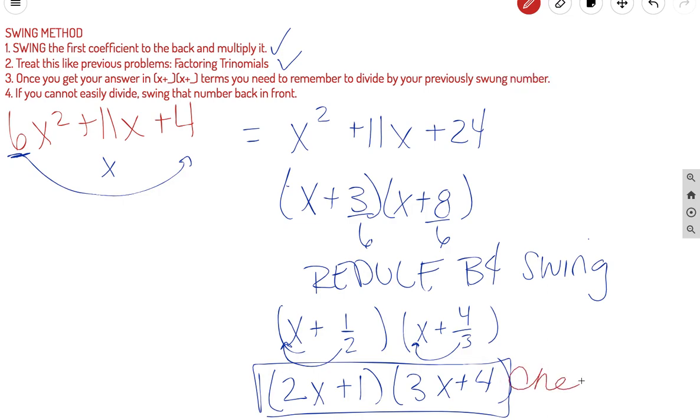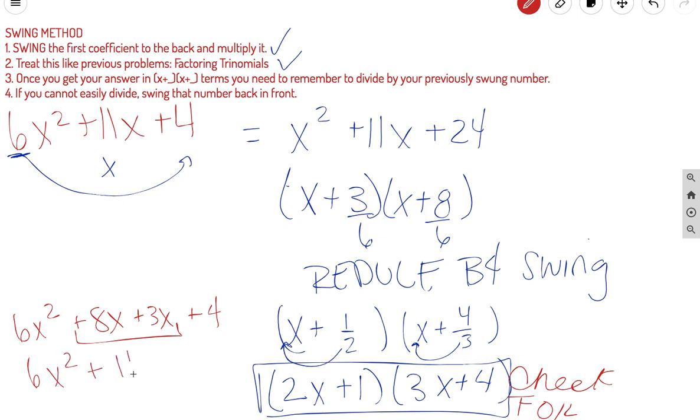How do we check? We check by FOIL. You're going to be so tired of FOIL by the end of the year. So 2x times 3x gets me 6x squared. 2x times 4 gets me 8x. 1 times 3x gets me 3x. And 1 times 4 gets me a positive 4. Combine middles, and I get 6x squared plus 11x plus 4. And is that my original problem? Yes, it is. So we know this has to be the correct answer.